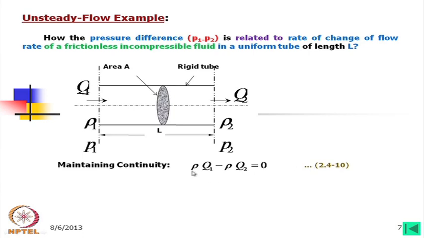Maintaining continuity, we can write rho Q1 is equal to rho Q2. Again, in this case, we have considered rho 1 is equal to rho 2. That means density is not changing. In most of the fluid power analysis, for small conduits, if length is not very large and if there is not too much change in pressure and temperature, then we may consider rho 1 is equal to rho 2. This simplicity is required to avoid complication in the calculations, and in most cases the error will be negligibly small. Therefore, we can write Q1 minus Q2 is equal to 0. This is for incompressible fluid.